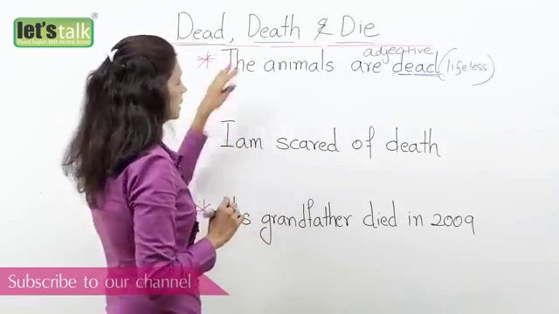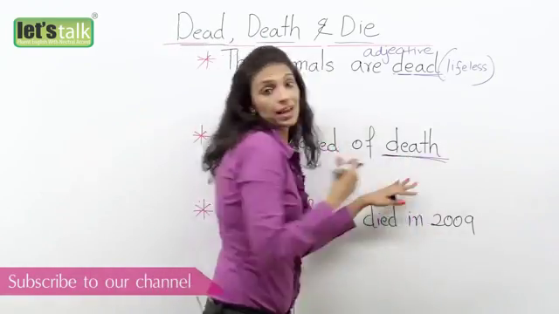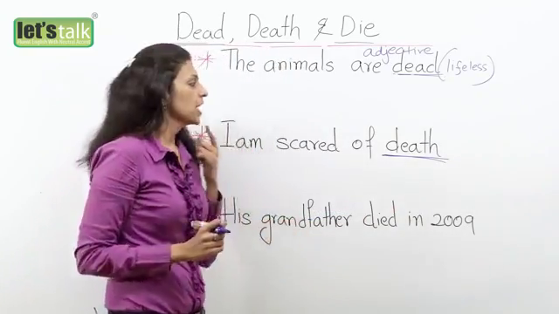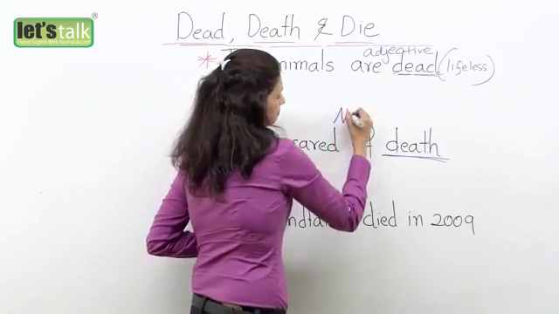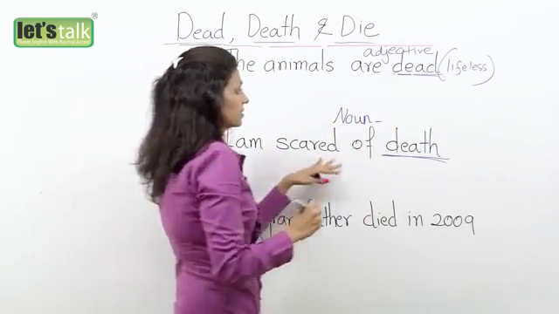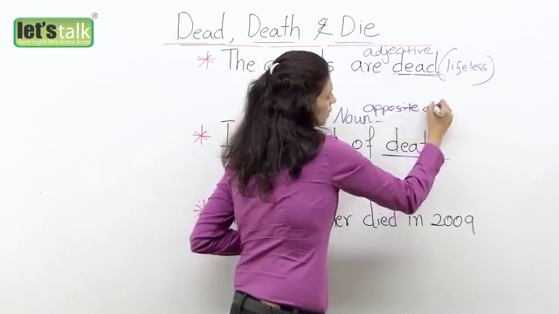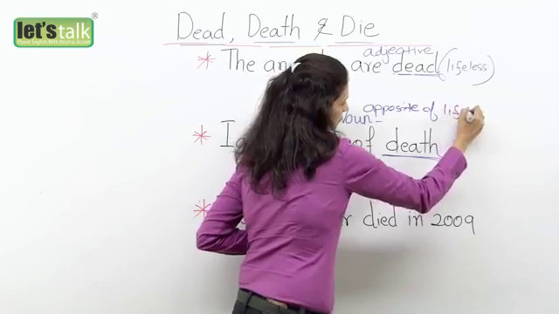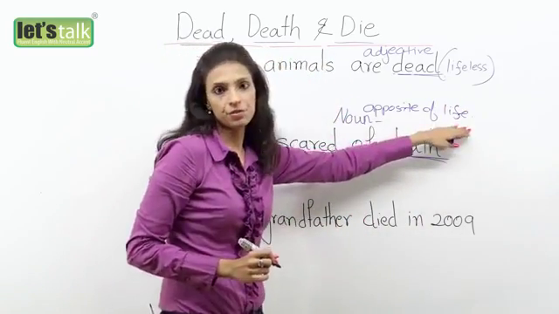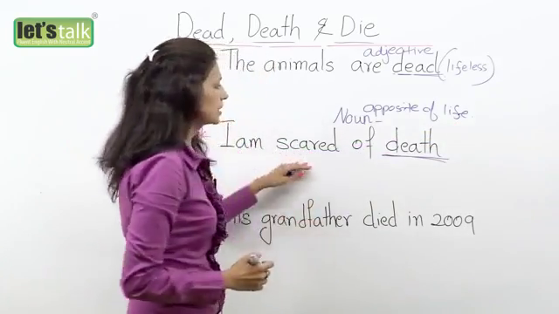Now the next one, death. I'm scared of death. Well, I actually am very scared of death. I'm sure most of us are scared of death. Now death is a noun, okay, that is opposite of life. Okay, basically it's a state after life. Okay, so after life obviously there is death. So I'm scared of death.